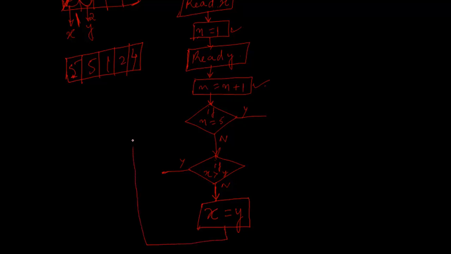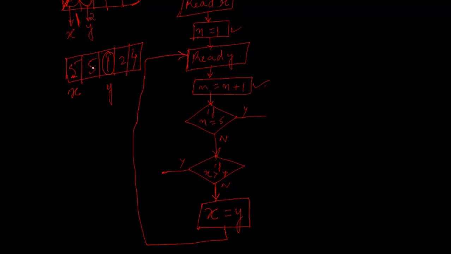So I will go here again, at this point, where I will read y again. Suppose this was x. This was the previous y. Now I am reading a new number, and I am assigning that new number to y. So I will read this one, and I am assigning it to y. Previously y was holding this 5. Now y will be holding this 1.